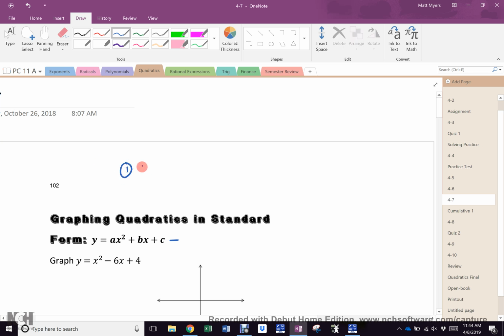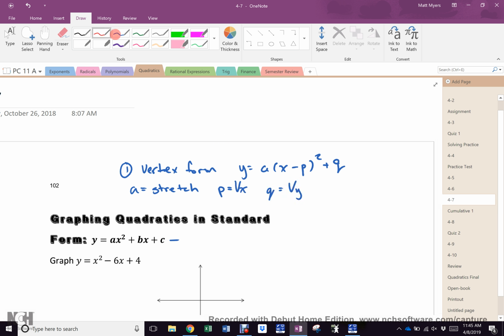Form 1 that we've already talked about was vertex form. And that was y equals a(x minus p) squared plus q. And a equaled the stretch. P equaled the vertex x. Q equaled the vertex y. And there was something special about that. It had to be opposite.